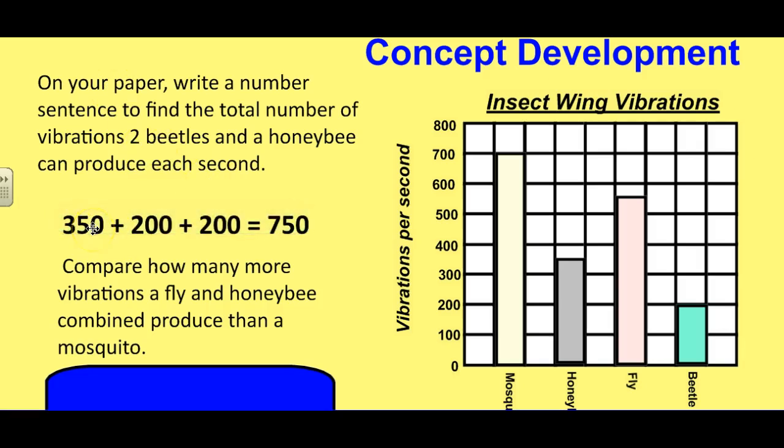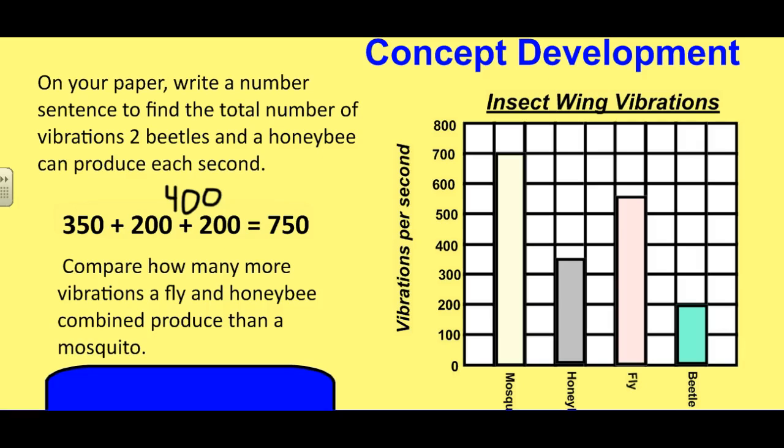Okay, so the beetle, or I'm sorry, not the beetle, but the honeybee was 350, and the beetle 2 times is 200 and 200. I know that whenever I have 200 and 200, that gives me 400, and 400 and 350 are easy to add together because I know that 50 with these two zeros would give me 50, and I know that 3 and 4 give me 7, so that gives me 750. So the amount of vibrations that happen each second with a honeybee and 2 beetles is 750 wing vibrations.